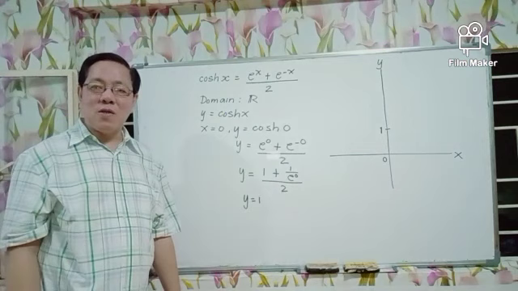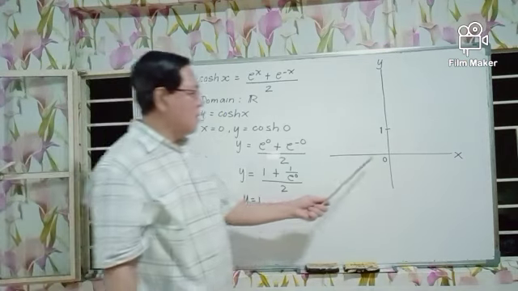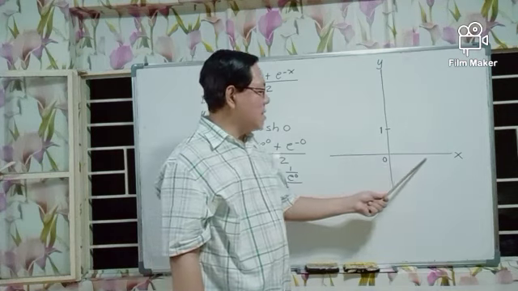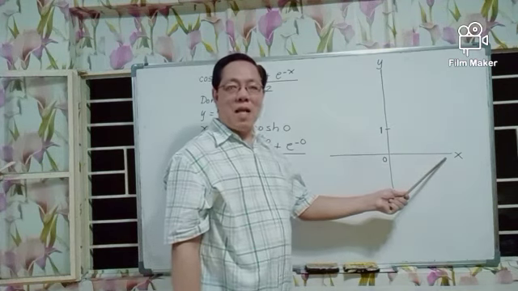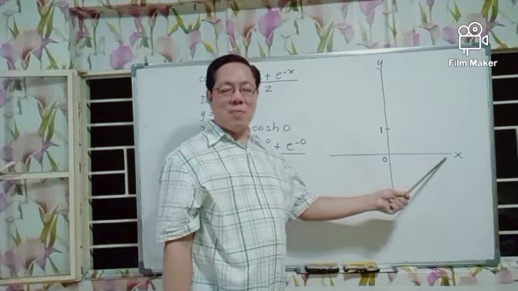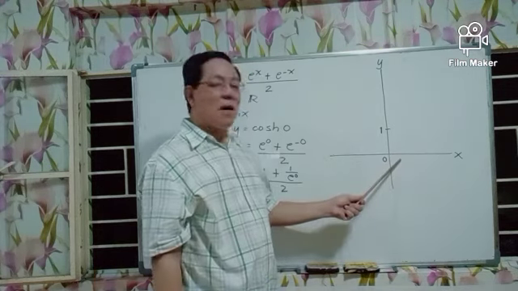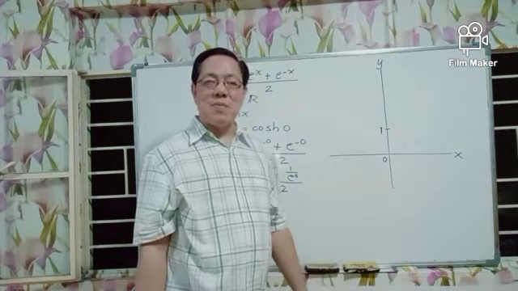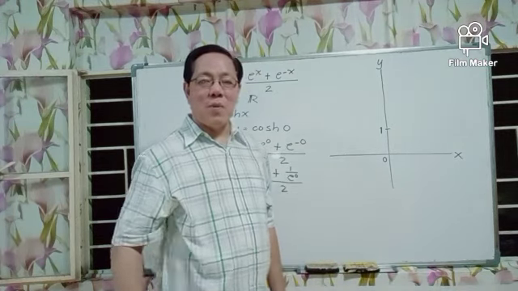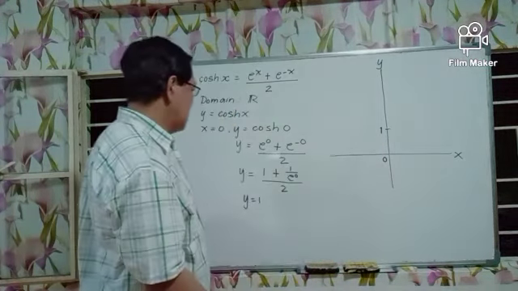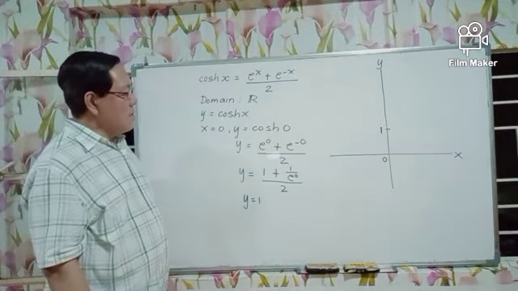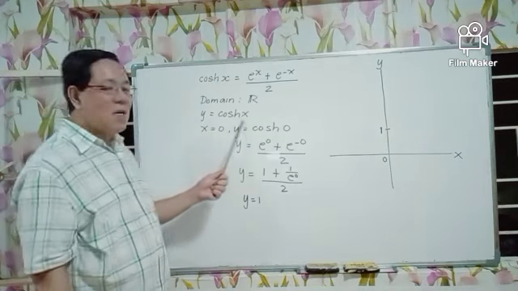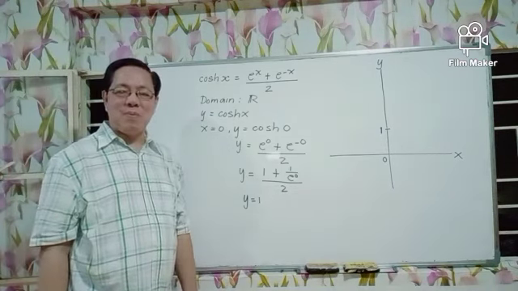Now we assign values of x that are positive. We now assign values of x that are greater than 0 and are increasing and approaching positive infinity. That means we will assign values of x that are becoming larger and larger up to positive infinity. And let's investigate what will happen to the value of y if the value of x approaches positive infinity.